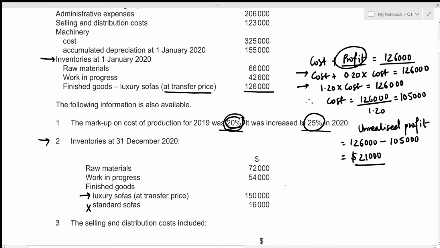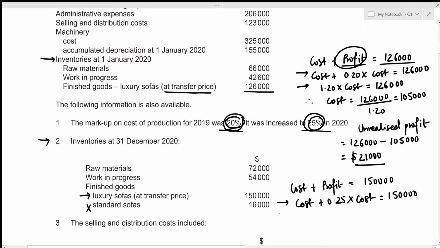So this is also at a transfer price. So that just means that cost plus profit is 150,000. And what we know is that the profit or the markup on cost of production for the year 2020 is just 25%. So profit is just 25% of cost. We can write it down as 0.25 times cost, which is 150,000. So cost plus 0.25 times cost is just going to be 1.25 times cost equals to 150,000. Now we can easily figure out the cost of the closing inventory of finished goods for luxury sofas, that's going to be 150,000 divided by 1.25, which is going to be 120,000.